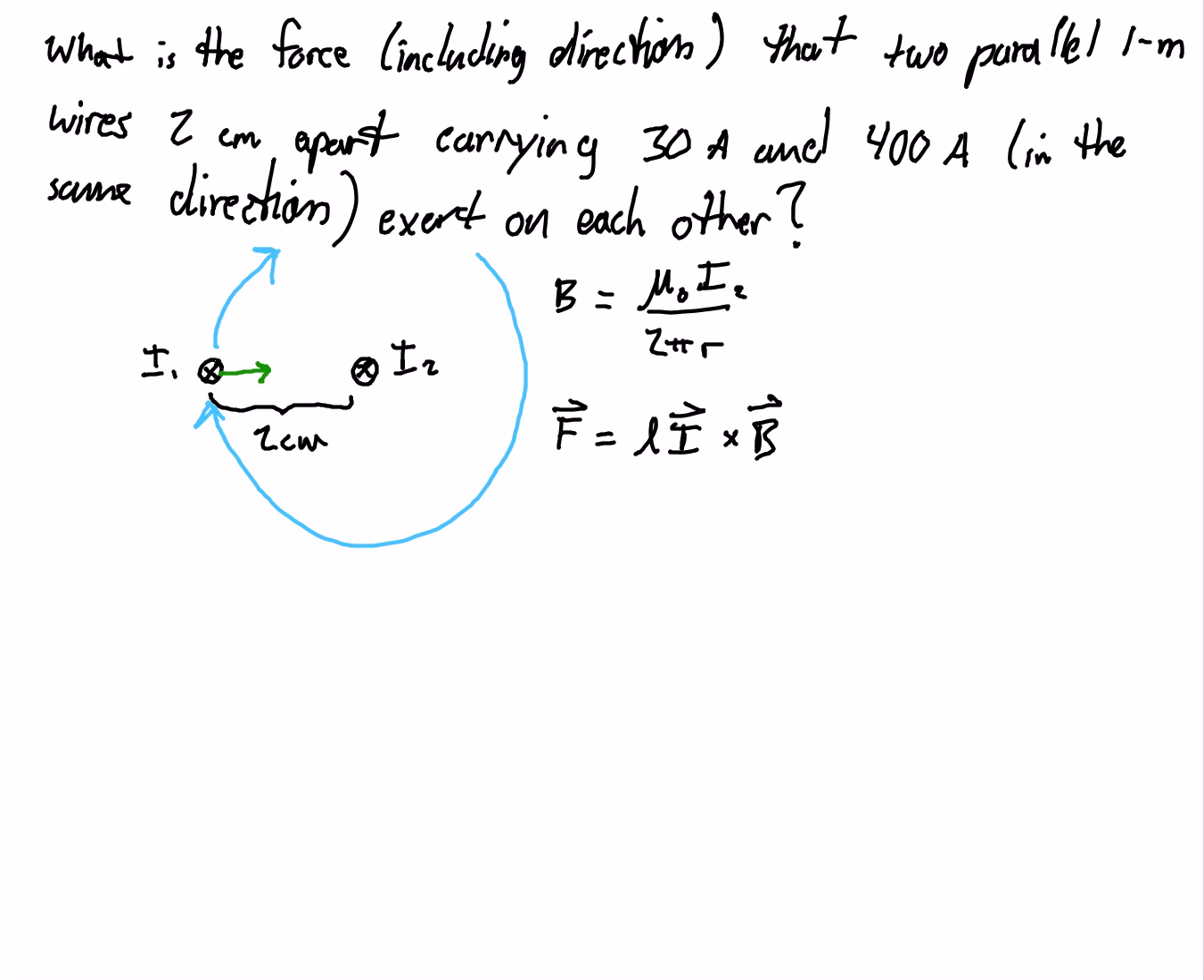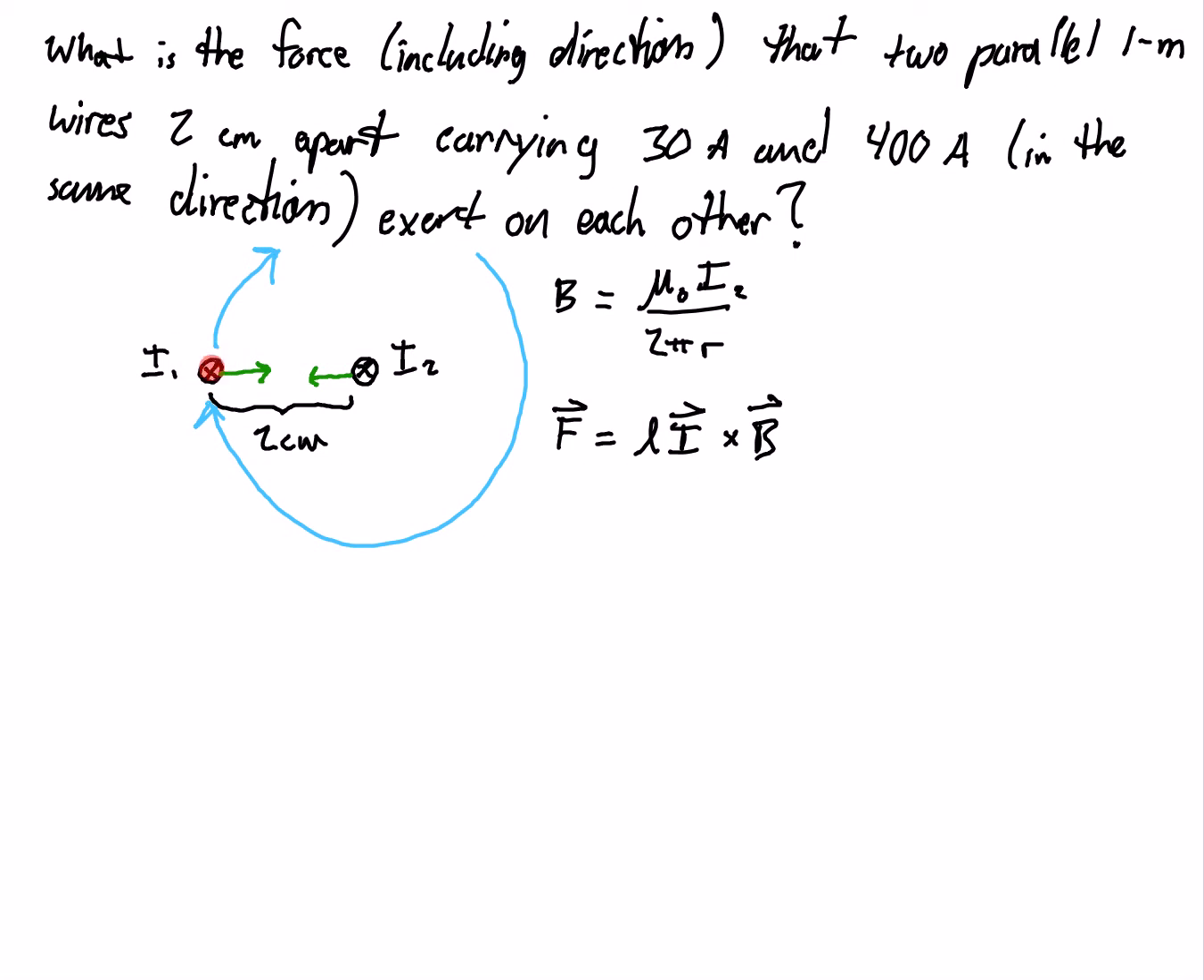Because this is a force exerted on wire 1 by wire 2, Newton's third law tells us that wire 1 must also exert an equal and opposite force on wire 2. So that force must be going to the left, because it's opposite. So basically, these parallel wires that are carrying parallel currents exert an attractive force on each other. Let's get back now to the strength of this attractive force.